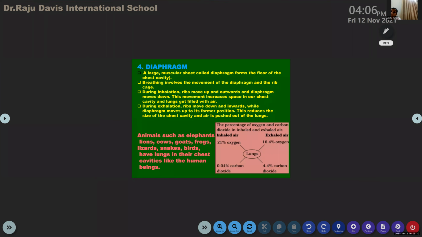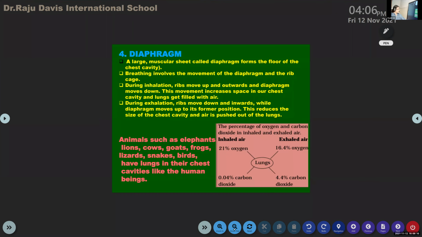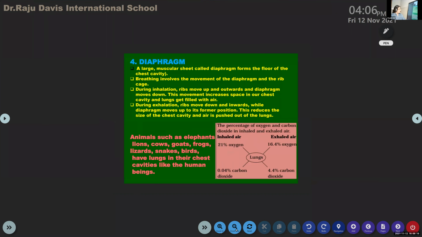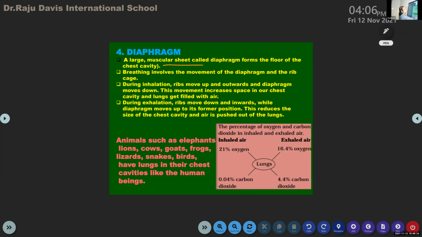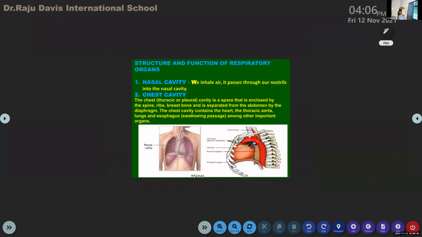Yes. So now the next function of the body, the last important function you learn, is the diaphragm. A large muscular sheet called diaphragm forms the floor of the chest cavity. I have already told you that our chest cavity is standing on an arch type structure, which is giving a platform for our chest. So that is what we call diaphragm. So it is giving a part. So this is diaphragm.